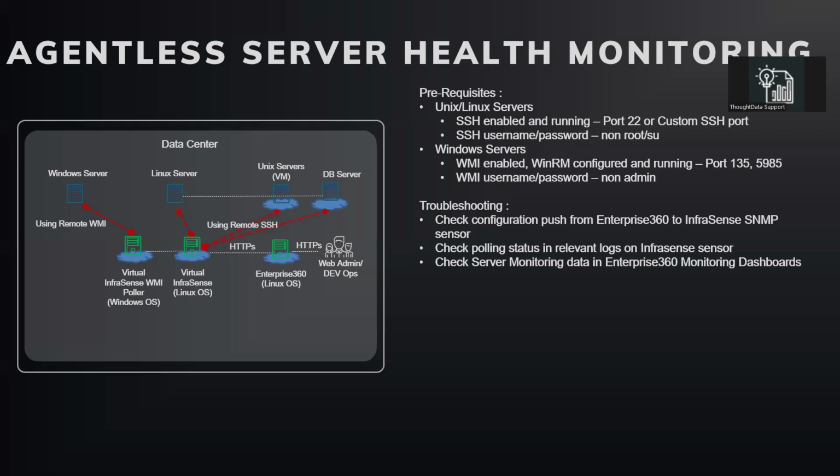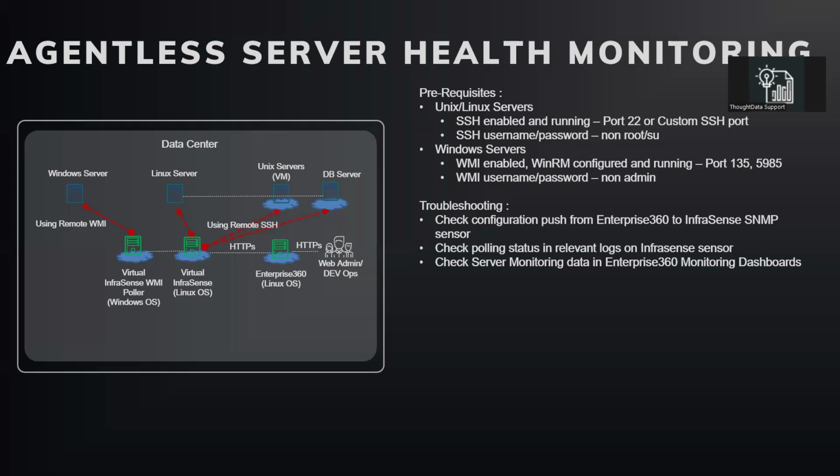The solution components required, at the basic minimum level, are an InfraSense sensor from Thought Data, and an Enterprise 360 software solution. The InfraSense sensor is the one which actually does the remote monitoring, collects all the data from the servers periodically and sends it to Enterprise 360. Both InfraSense and Enterprise 360 are dedicated virtual machines running over the Linux Ubuntu operating system, and they will remotely connect to the Linux systems using SSH.